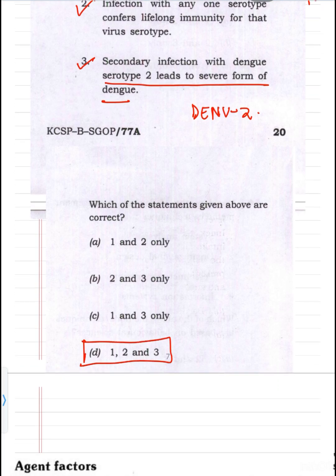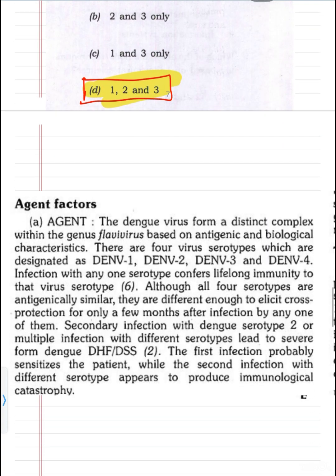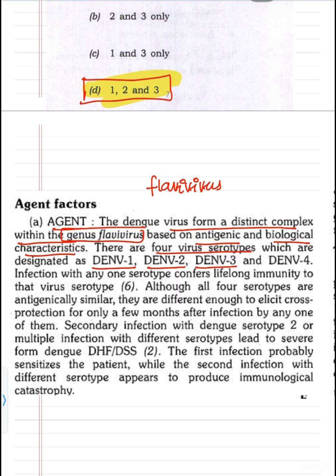So agent: the dengue virus forms a distinct complex within the genus Flavivirus. So the genus is Flavivirus, based on the antigenic and biological characteristics. There are 4 virus serotypes which are designated as DEN-1, DEN-2, DEN-3 and DEN-4. Infection with any one serotype confers lifelong immunity to that virus serotype. Although all 4 serotypes are antigenically similar, they are different enough to elicit cross protection for only a few months after infection by any one of them.